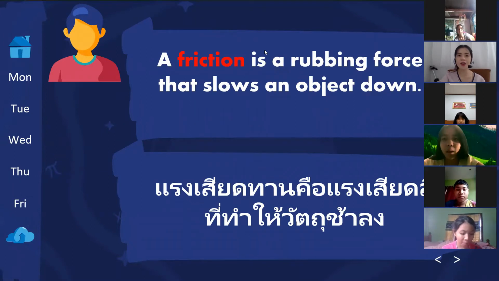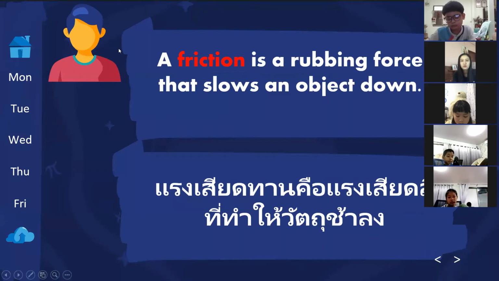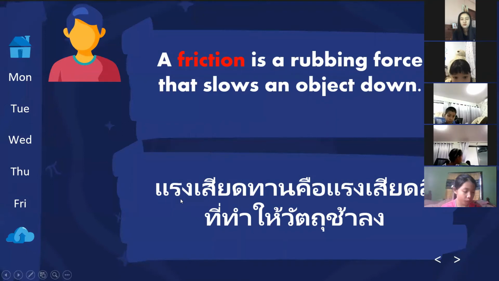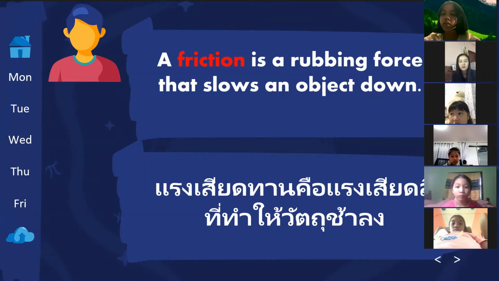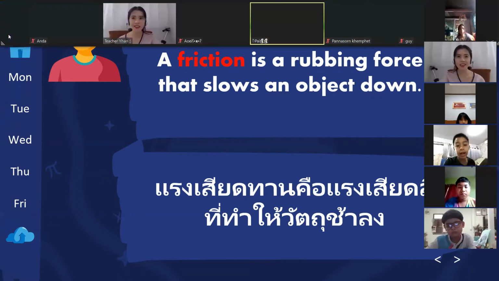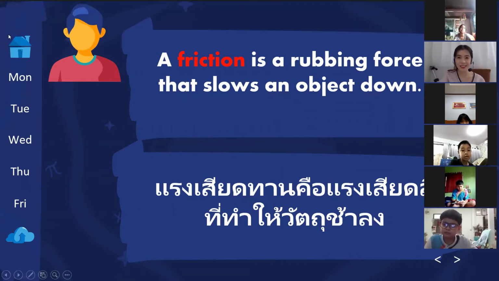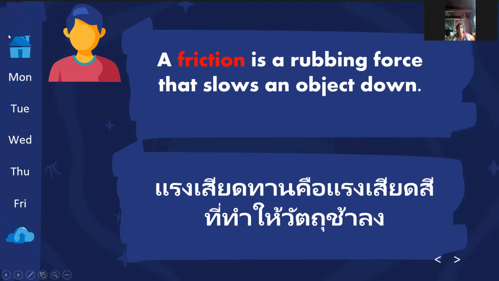Now let's see who is here. Let's have Pai. Pai, can you read the Pasatay, please? เสียงแรงเสียงคานคือแรงเสียดสีที่ทำให้วัตถุช้าลง. Do you understand that? Yes or no? Yes. Okay, very good.